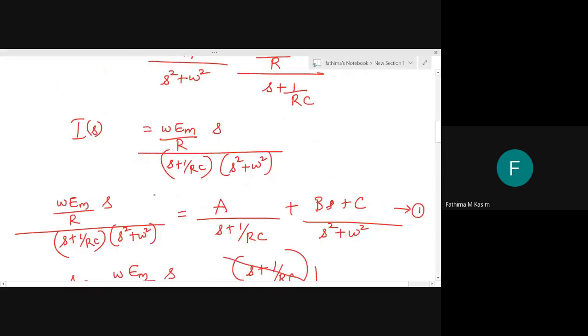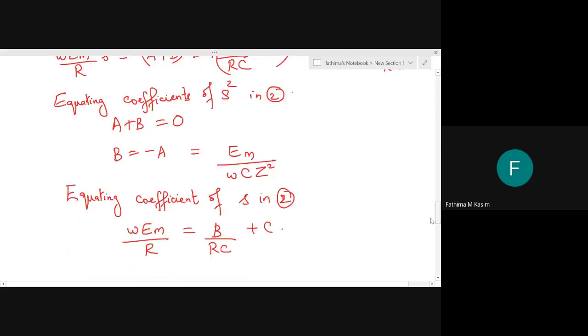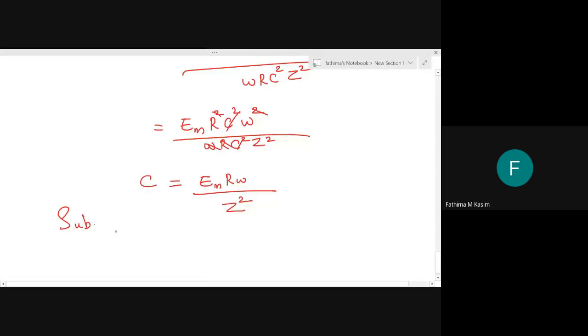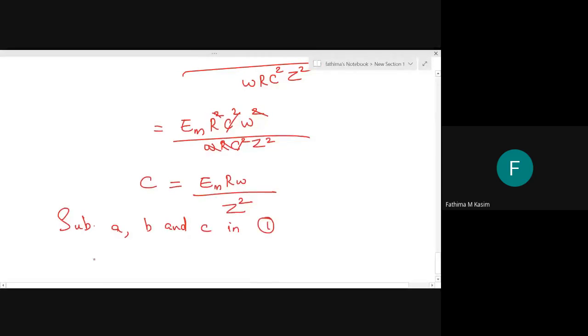So this is our equation, that is omega Em by R into S divided by S plus 1 by RC into S square plus omega square is equal to this thing. This is the partial fraction expansion of I of S. So now we can write I of S as A divided by S plus 1 by RC plus Bs plus C divided by S square plus omega square. And we know the values of A, B and C, and we can substitute that over here. Substituting A, B and C in equation 1, we'll get I of S.